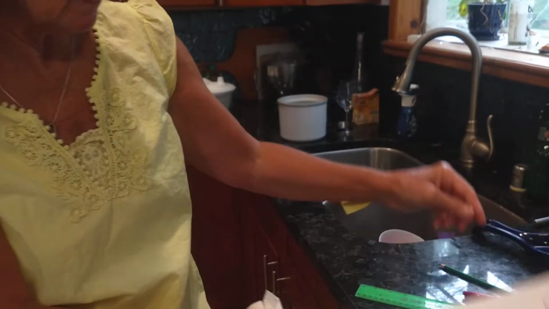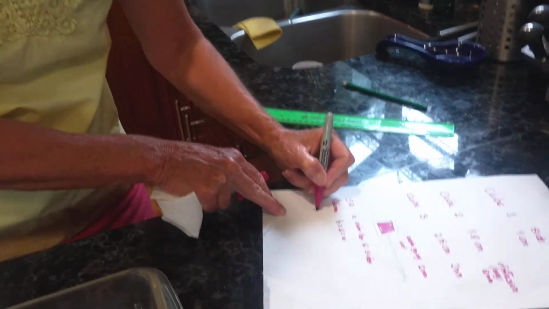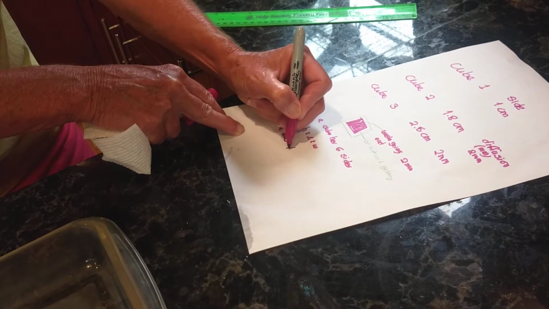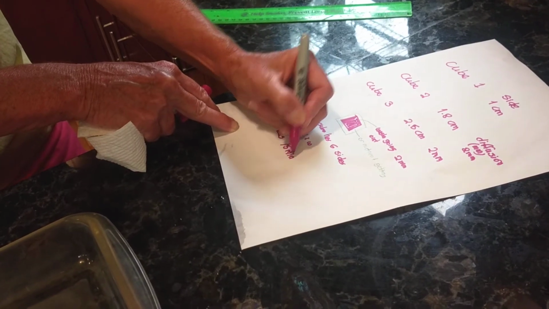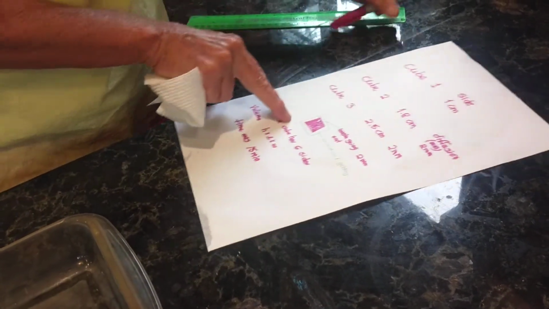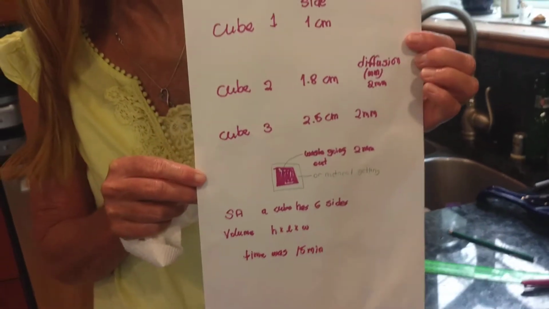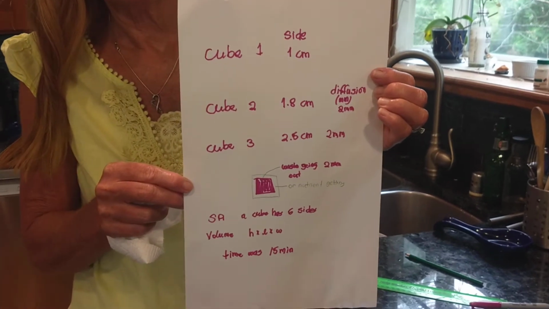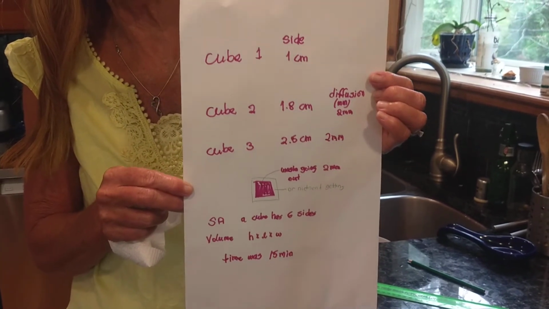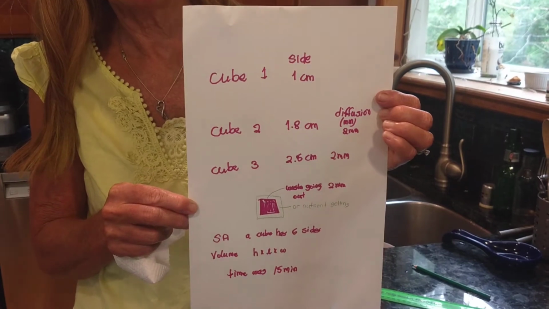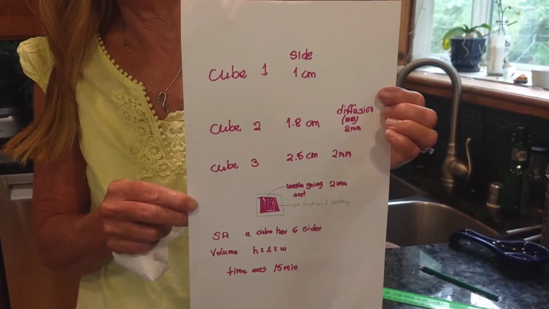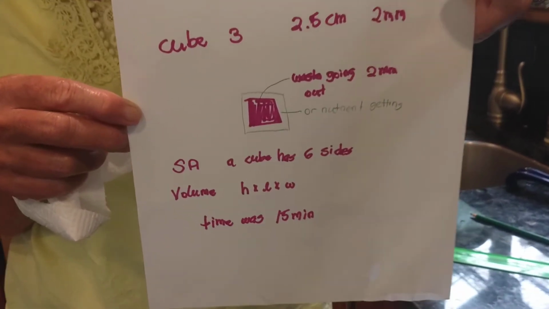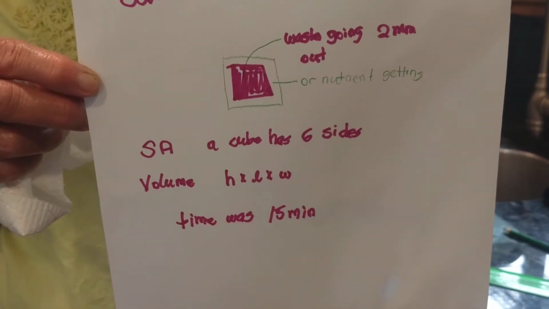So that was 15 minutes. So time was 15 minutes. All right, so we have 2 millimeters of diffusion in 15 minutes. So therefore you should be able to calculate the rate of diffusion. Just like you calculate miles per hour or any other kind of measurement like that, right? So that's the diffusion rate.